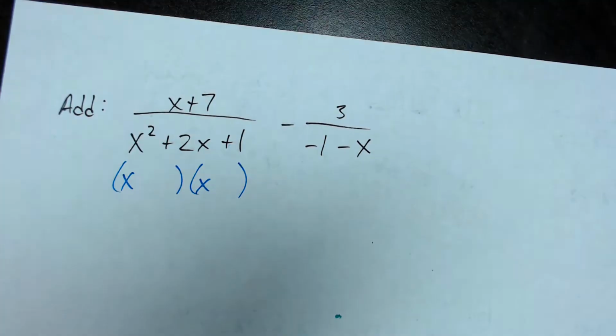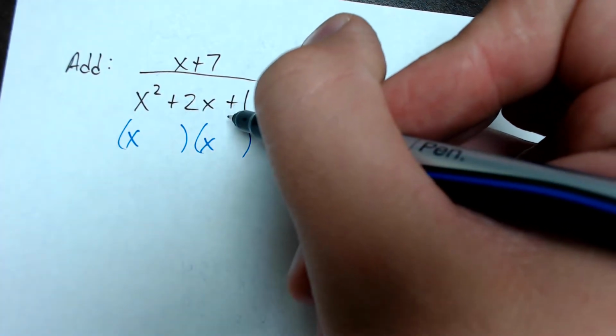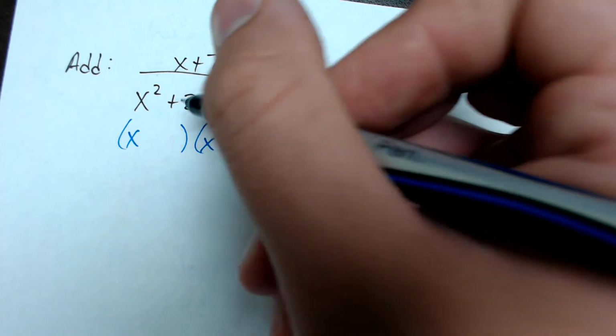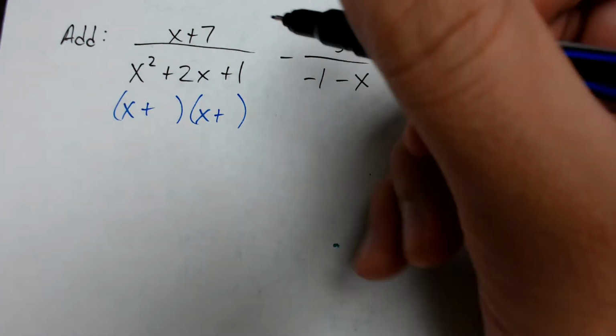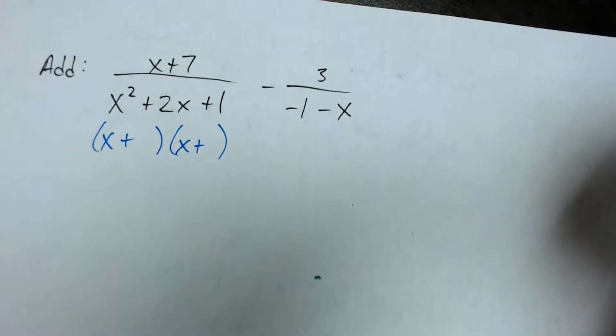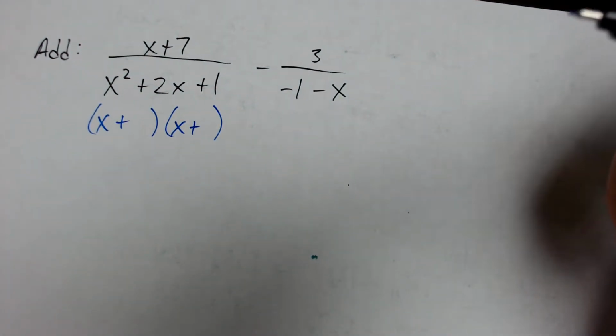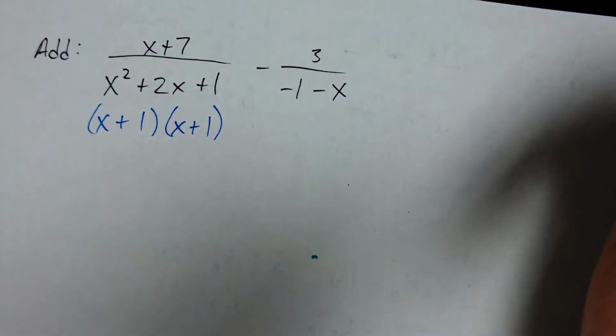The first term is x squared, so I know each of these is just going to be x. The last sign is positive, which means both signs are going to be the same. And the middle sign is positive, which tells me they're both going to be positives. Now I need to find a number that multiplies to 1 but adds to 2, which is kind of funny because 1 times 1 will equal 1, but if you add 1 and 1, you get 2. So this is going to be x plus 1, x plus 1.